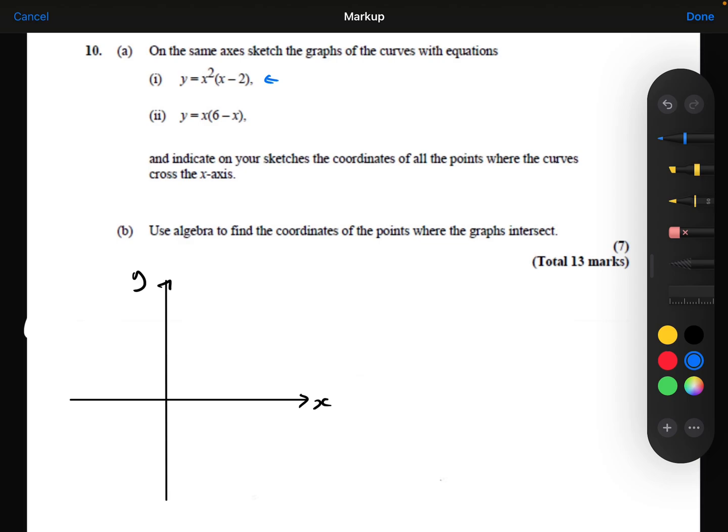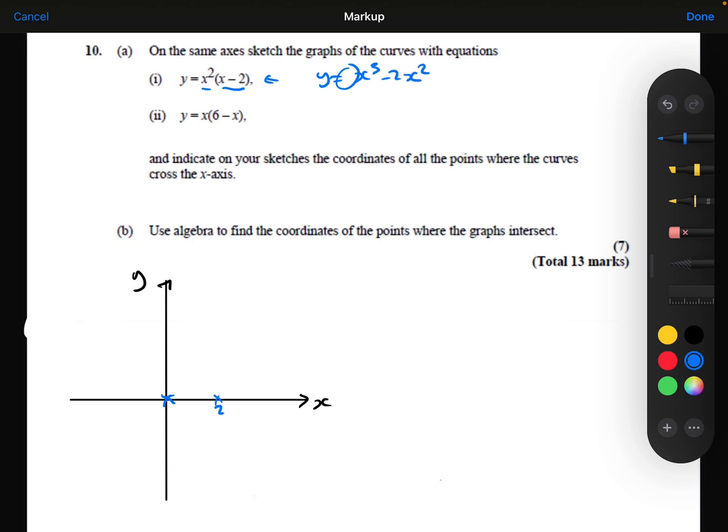Looking at this, I can see that it will intercept on the x-axis at 0, and that's going to be a repeated root because of the squared there. It's also going to intercept at plus 2. Actually, let me just rescale that. We'll say 2's there. It's going to intercept on the y-axis at 0 as well. If I were to expand this out, I would get x cubed minus 2x squared.